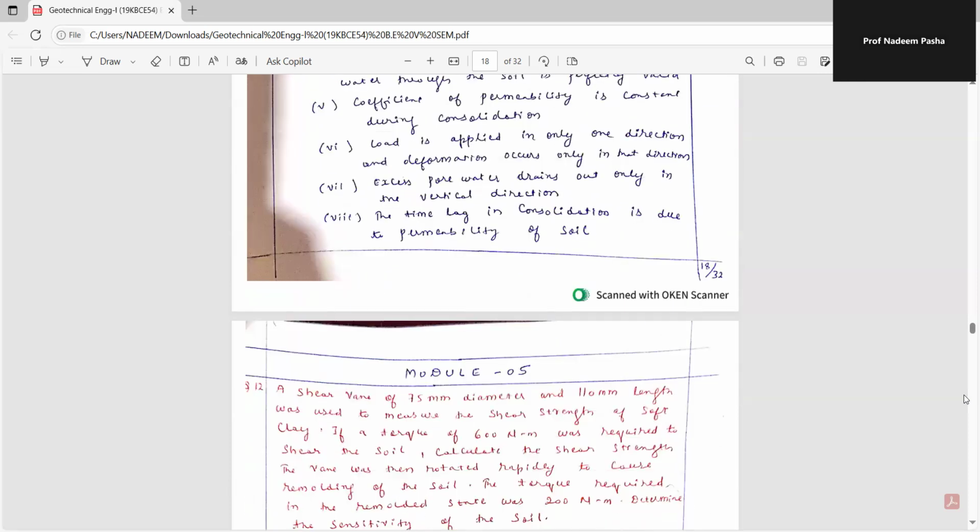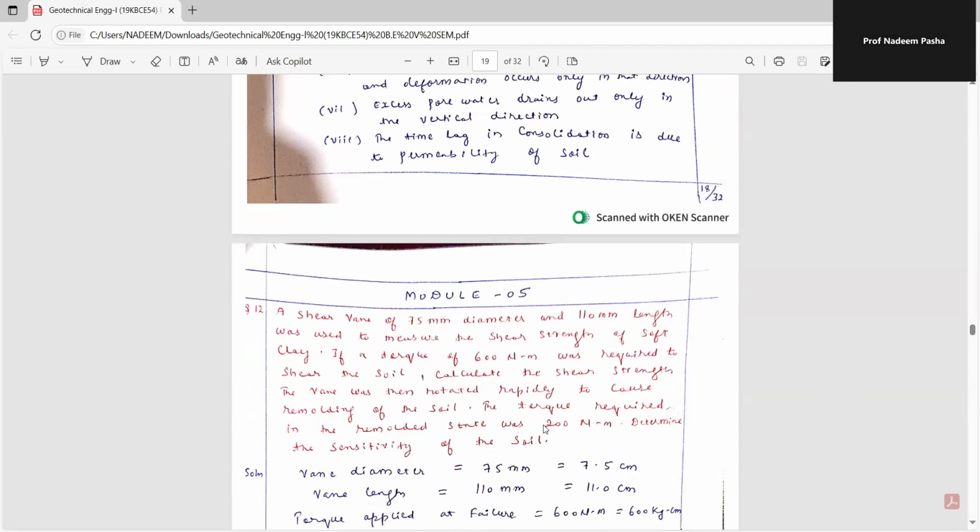One more problem we solved. A vane shear apparatus with a vane of 75 mm diameter and 110 mm length was used to measure the shear strength of soft clay. If a torque of 600 Newton was required to shear the soil, calculate the shear strength. The vane was then rotated rapidly to cause remolding of the specimen. The torque required in the remolded state was this much. Determine the sensitivity of this soil.